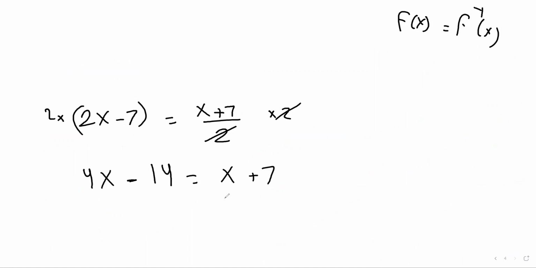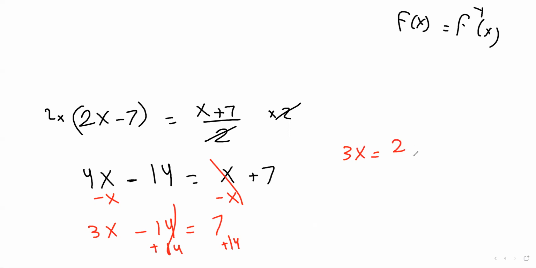Then minus x on both sides. 4x minus x is 3x, minus 14 equals 7. Then plus 14 on both sides. Then 3x equals 21. Divide by 3 on both sides. So x equals 7.